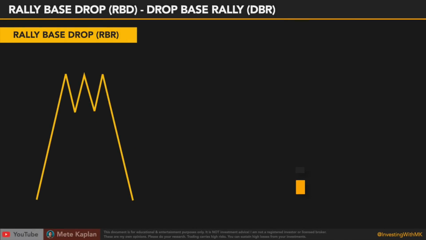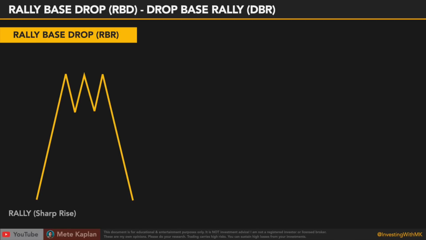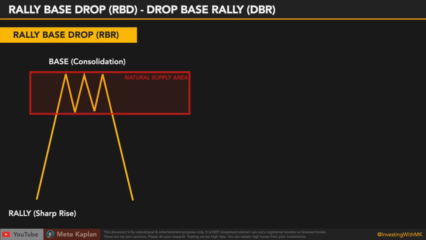Okay, rally-based drop and drop-based rally are just different versions of identifying usable supply and demand zones. It's extremely simple to identify these structures. It starts with a very strong and sharp rise, creating the first leg. Then the consolidation period creates our base, the order accumulation phase. This will be our supply area. Finally, the second leg, the big and strong drop right after the base.